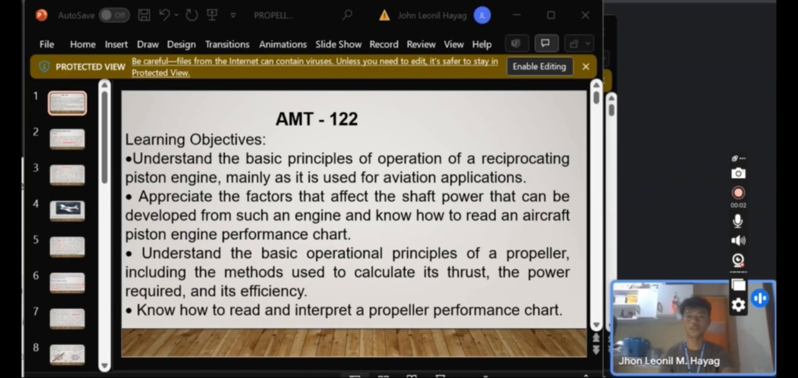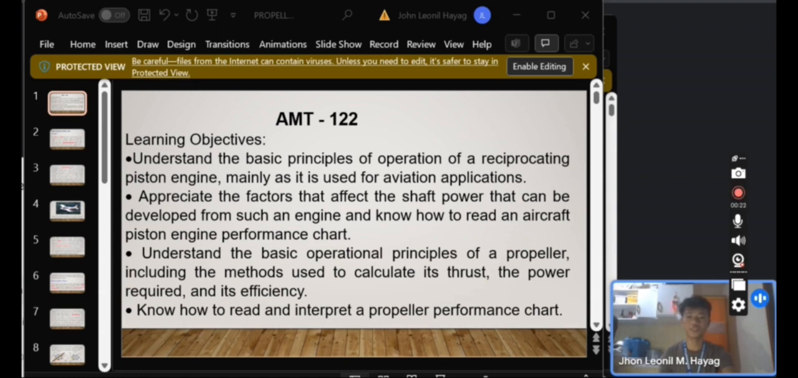Our topic is all about the reciprocating engine. Learning objectives. Understand the basic principles of operation of a reciprocating engine, mainly as it is used for aviation applications. Appreciate the factors that affect the shaft power that can be developed from such an engine, and how to read an aircraft piston engine performance chart.